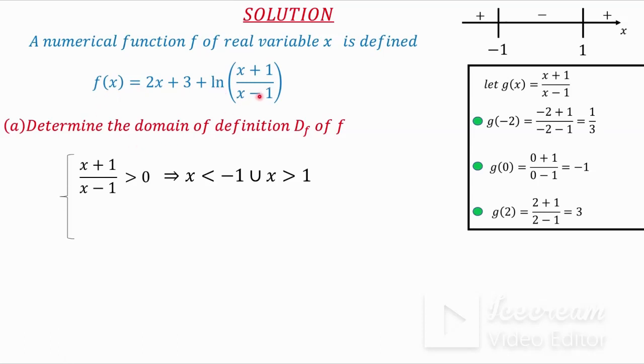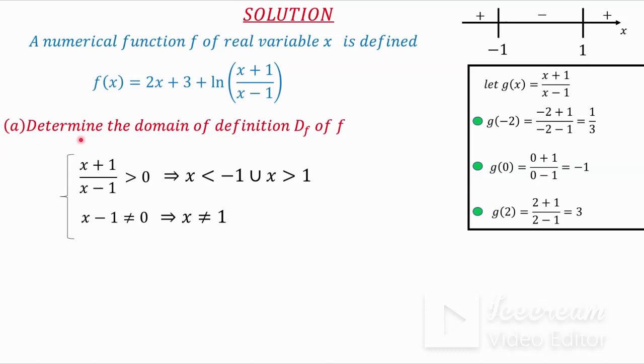But there is another condition which says that the denominator, that is x minus 1, must be different from 0 for this function to exist in the first place. That is, x minus 1 must be different from 0, which implies that x is different from 1. These are the values of x for which this function exists, and which give us the domain of definition of f.